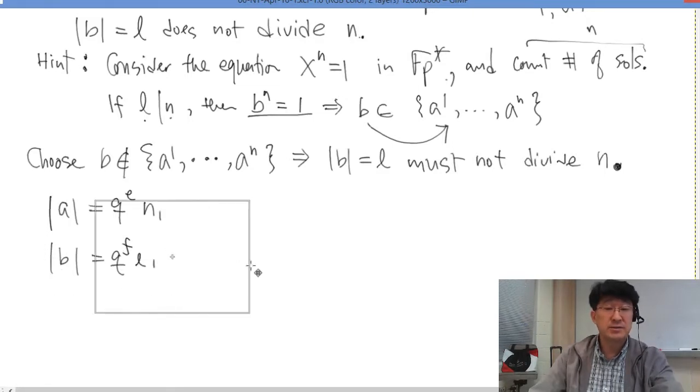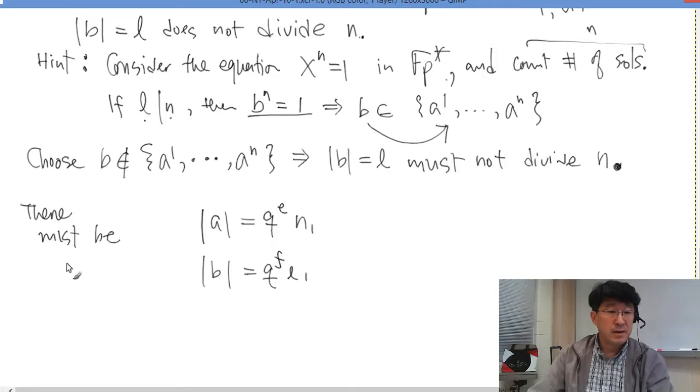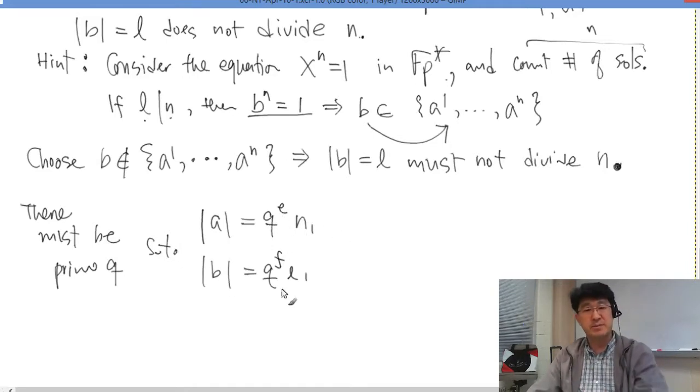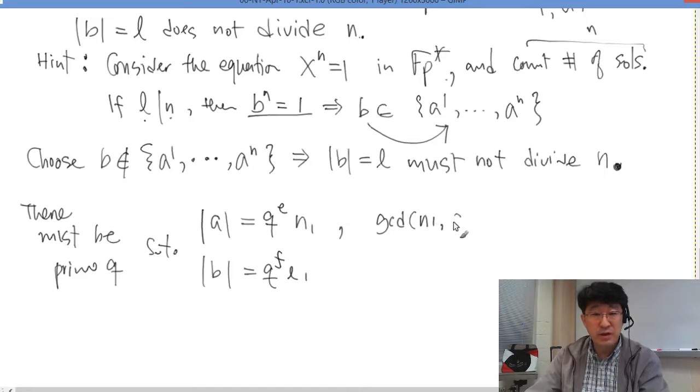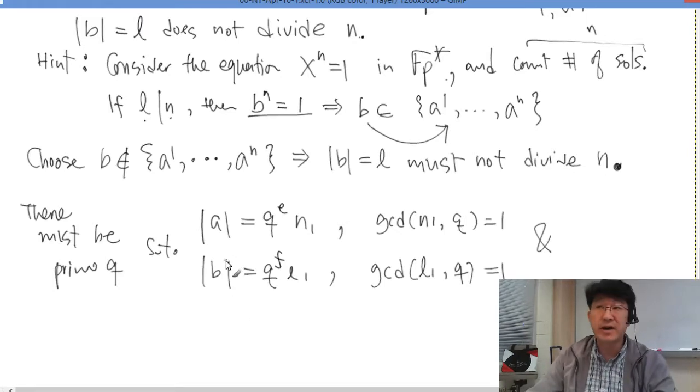All right. So if the order L does not divide, can we write it like this? The order of a here, that was n, right? I'm going to use prime q, e here, n1, b prime q, f there, and this was L1. So I'd like to claim that there must be a prime q such that you can write a as a prime power and the rest of the part, and GCD of n1 and q is 1, and GCD of L1 and q is 1. And most importantly, because the order of b does not divide the order of a, the power of f must be greater than e.